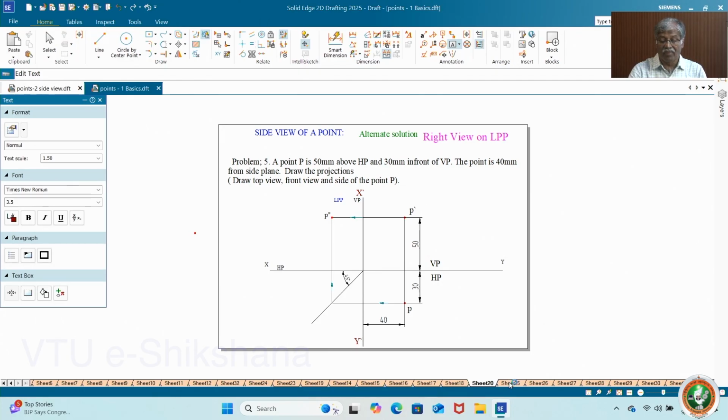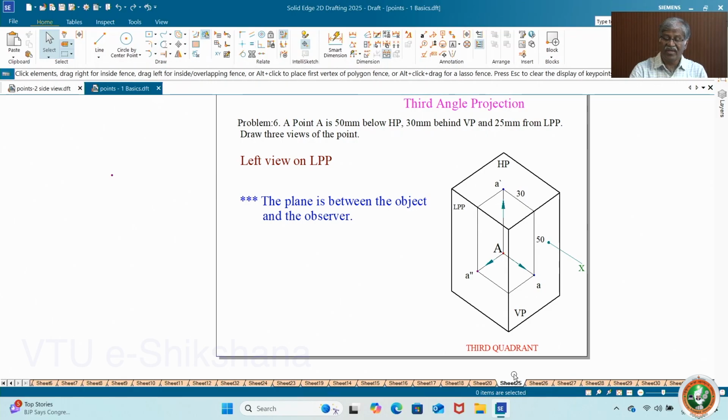Now let me take a problem in the third quadrant. Same concept. Instead of having the point in the first quadrant, you are having the point in the third quadrant. Here the plane is in between the observer and the object. This is the object, this is the observer, in between the plane is there. Whichever side you look, to that side only you have to project. So in case of LPP, left view on LPP, right view on RPP. So here there is no confusion. Whichever plane you look at, you get on the same plane because you are on the other side of the object. So here I have shown you the HP, VP, LPP reference.